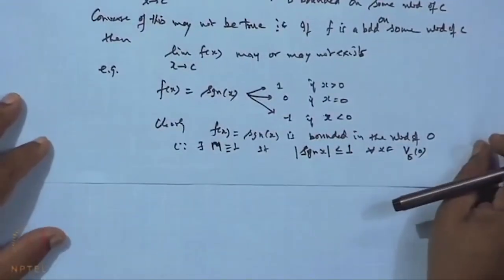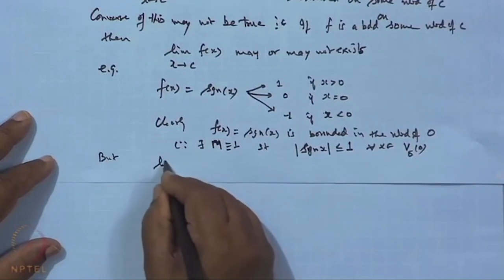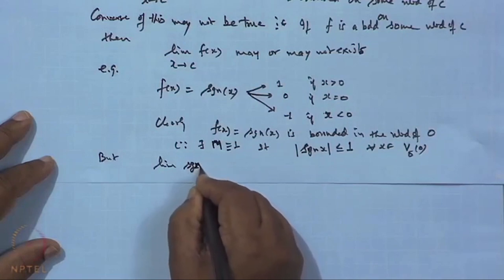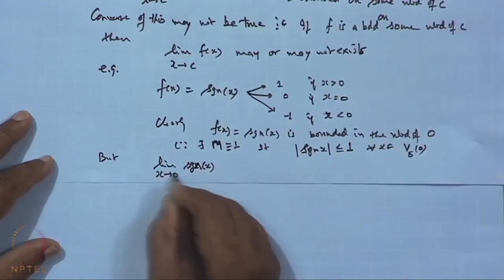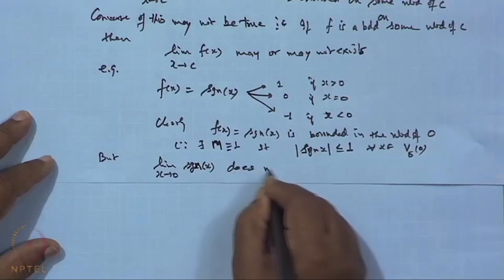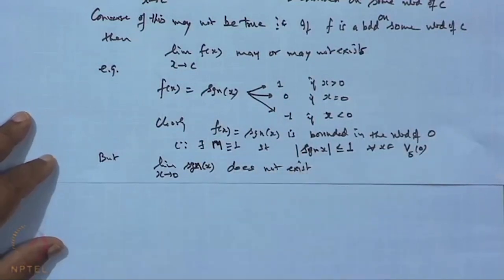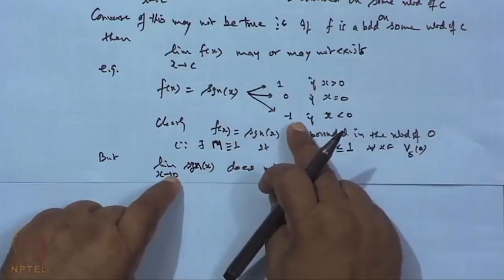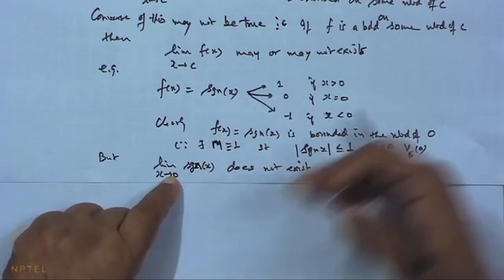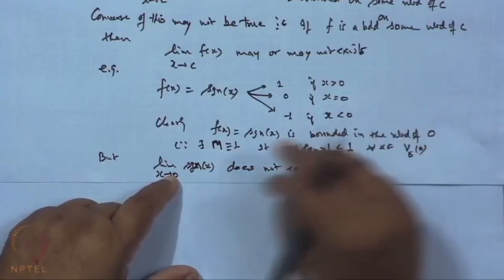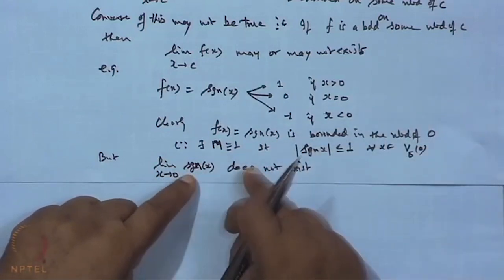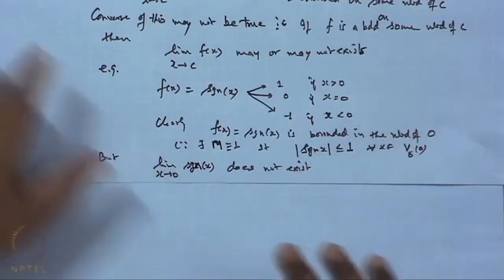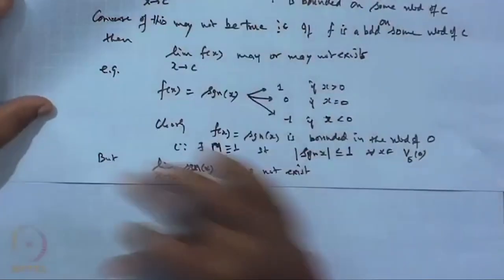But as we have seen, the limit of the function signum of x when x tends to 0 does not exist. Because when x tends to 0 from the positive side, the value will come out to be 1. From the negative side, the value will come out to be minus 1. So, the limit is not unique, or we cannot identify a delta such that the difference between f(x) and the number, say 0, is less than a smaller value epsilon. So, it does not exist. So, what we say is that the converse of this is not true.